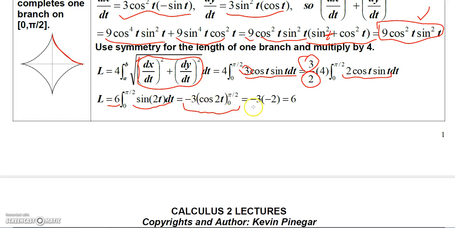It looks like I've got just minus 3 times negative 2, which is 6. If you evaluate this from 0 to pi over 2, you're going to get negative 2, because you get the cosine of pi over 2 times 2, which is cosine of pi, and that is negative 1, and then cosine of 0 is 1, so you get negative 1 minus 1, which is negative 2. So yeah, you get negative 2 there, and minus 3 times negative 2 is 6. So the sum of all those branches adds up to 6 units.